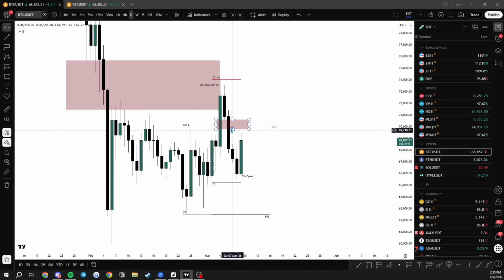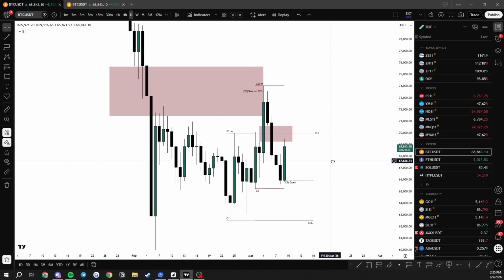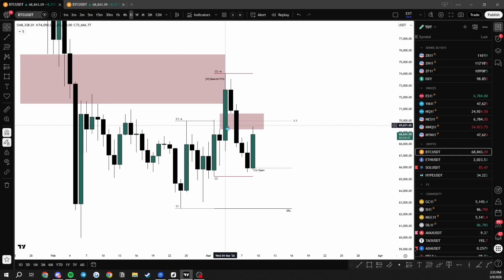Me personally, though, I would probably be looking at this because I like to give a little bit of leeway. But in the beginning, you really want to make sure that your win rate is as high as you possibly can have it, right? So I would be personally using the inversion.